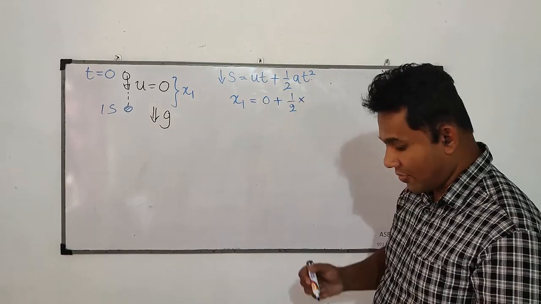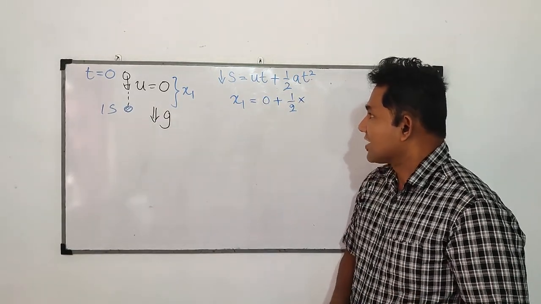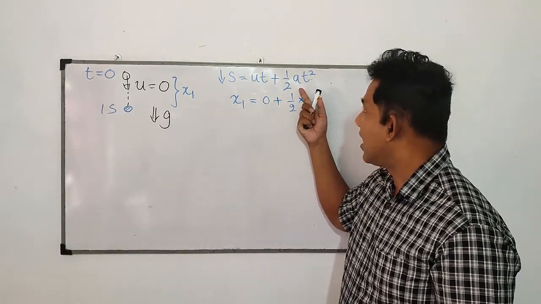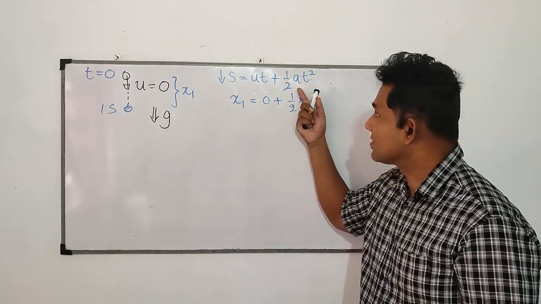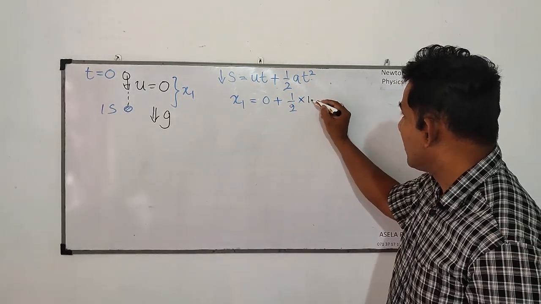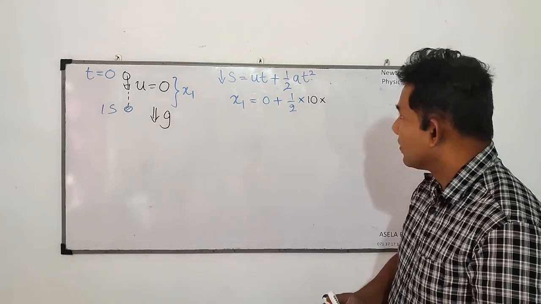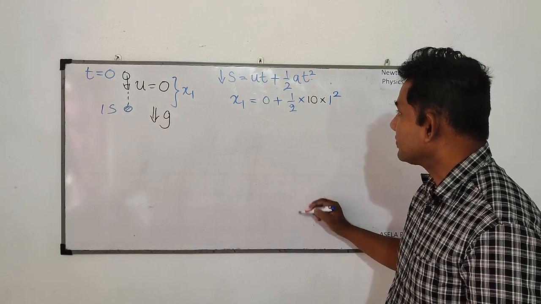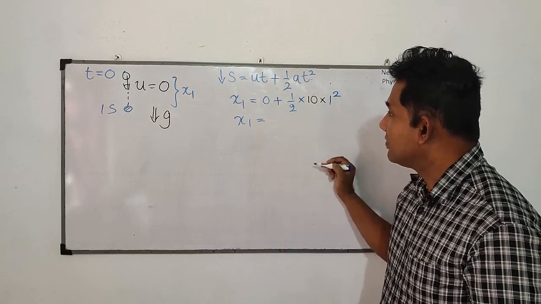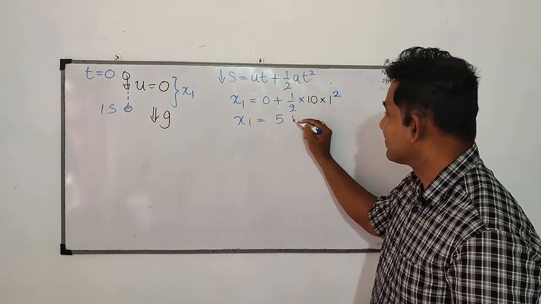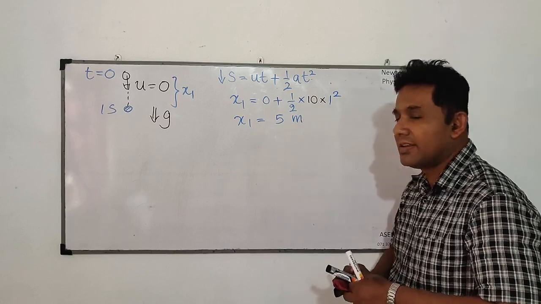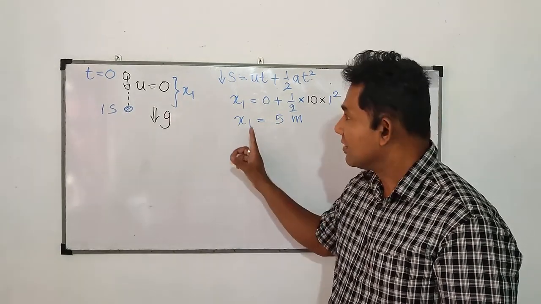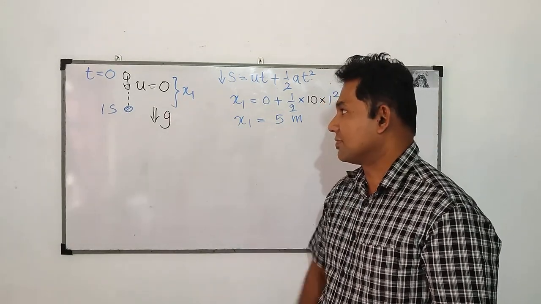Half into a. Now here the acceleration due to gravity becomes 10 meters per square second. I am taking it as 10 for easy calculations, and the time becomes 1 second, 1 squared. So x1 becomes 5 meters. That means clearly it has dropped a distance of 5 meters in its first second of motion.